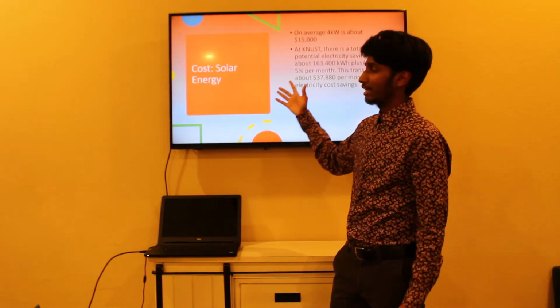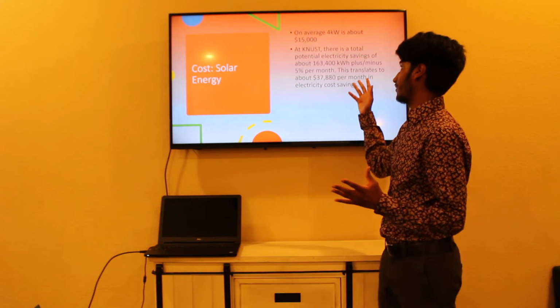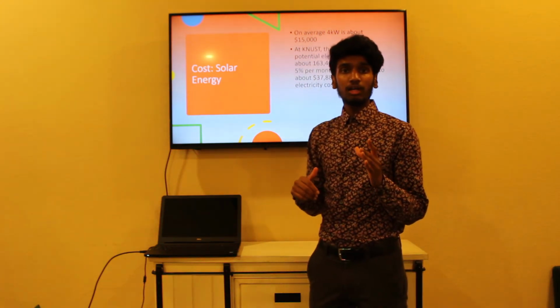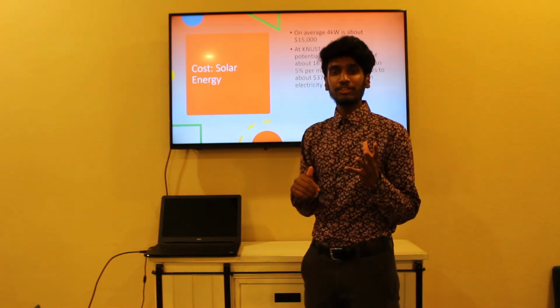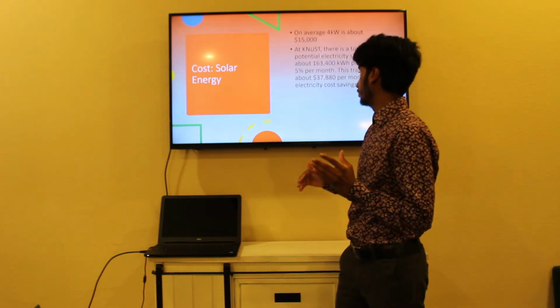But then it comes to the cost. How much does this all cost? Well, as you can see, on average, 4 kilowatts is about 15 grand, right? So the cost of solar energy is quite pricey, but that's what we have to figure out.